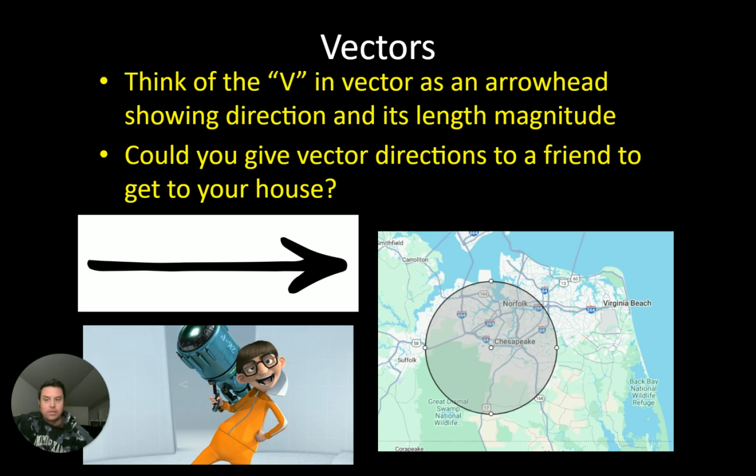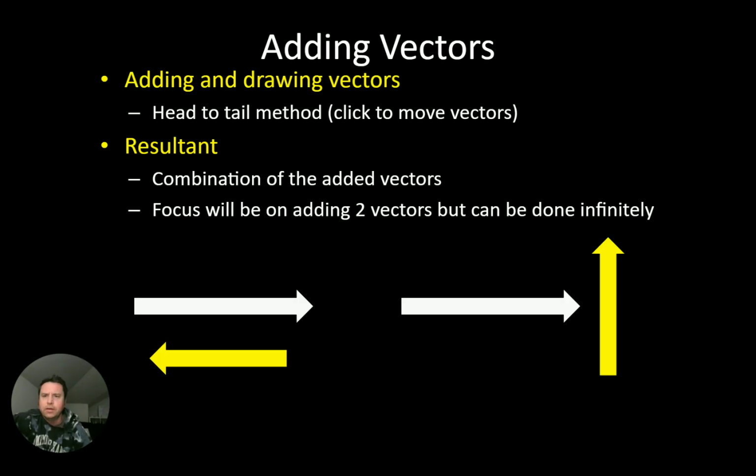So if it's 2 feet versus 1 foot, you make it twice as big. Could you give vector directions to a friend to get to your house? Yeah, so if I tell you I live 15 miles south of where I teach, and if I said due south, you would just go straight down. I know there's not roads that go straight down, but you get the idea. You could find my house. That's a vector. Vectors are going to be very specific in giving us the direction with the number.